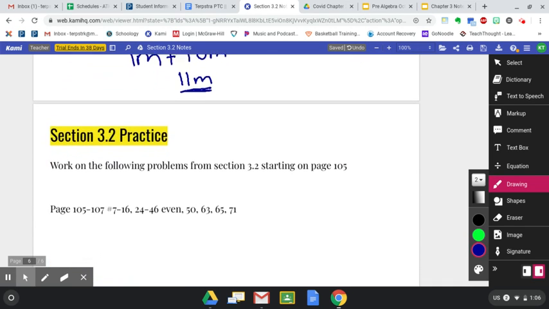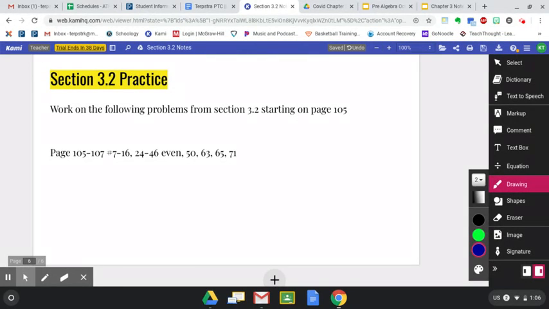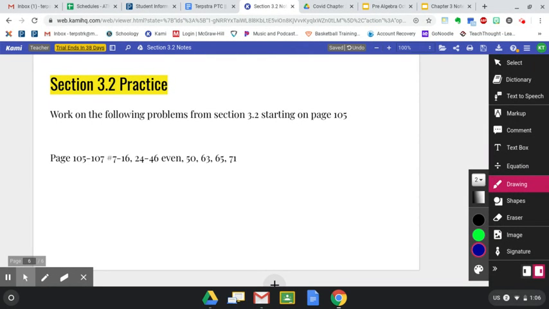All right, here is your practice problems starting on page 105. Okay, so on a separate sheet of paper, I'd like you to work on the following problems.